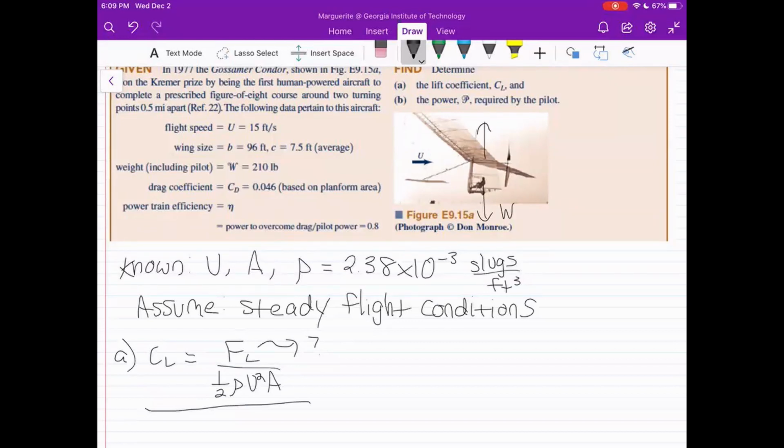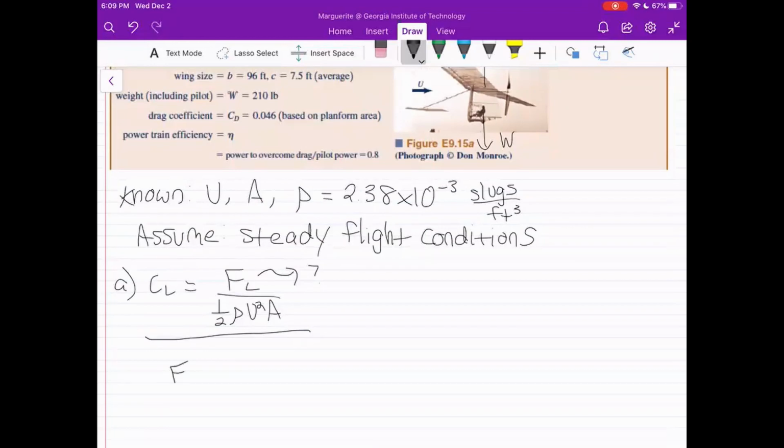And again, we're assuming we're not climbing altitude. That was an assumption you would have to make. So then you could say that the forces are balanced and FL equals W, which is given in the problem as 210 pounds. Does that make sense to everyone? Anybody have a question?